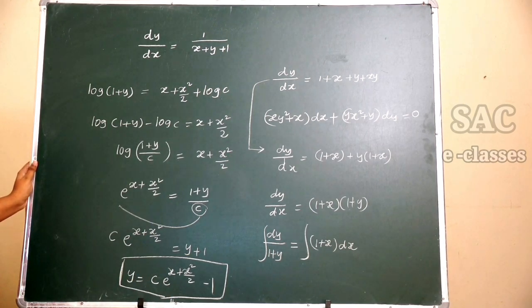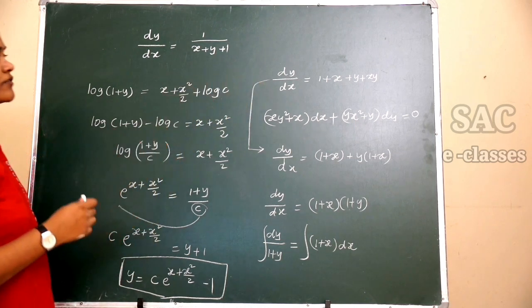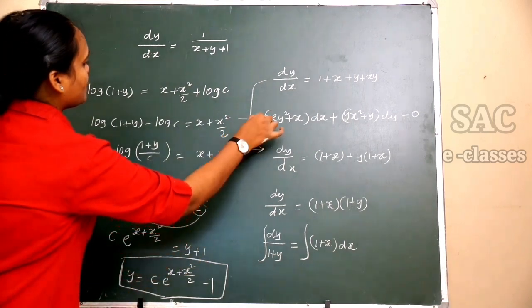dy by dx is equal to 1 plus x plus y plus xy. Here I solved this differential equation with the help of the variable separable method. Let's move to the next problem.